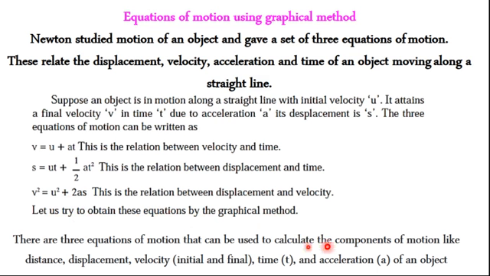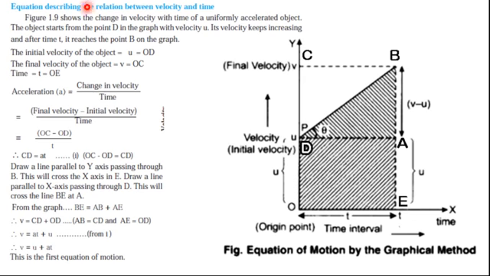Now first, second and third. So this is the first equation of motion. First of all you will understand this graph. u is initial velocity, v is final velocity, this is the time t. From this point to this point it is called the initial velocity. Now we will understand the terms one by one.